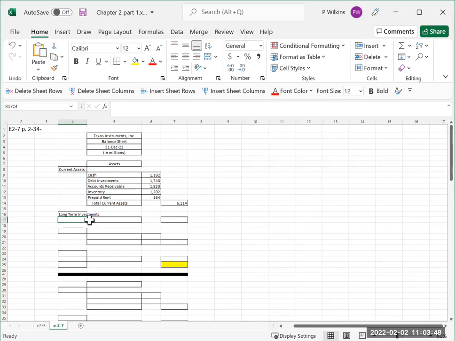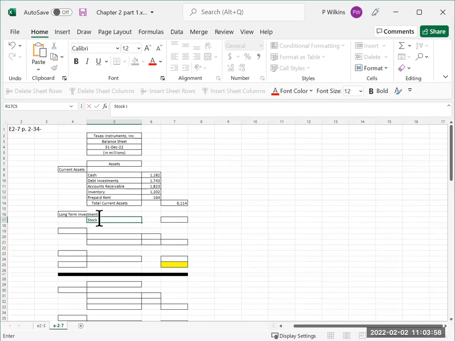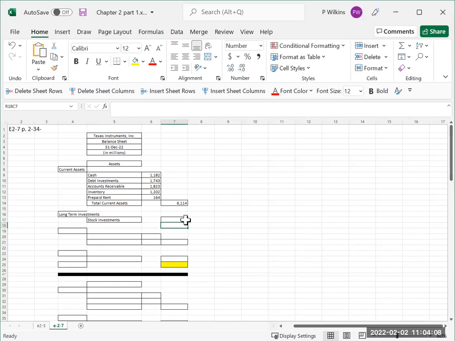And if we go back to our list there, we're going to see that it has stock investments, and they don't give you a date, but they tell you it's long-term. So that's going to be stock investments. There's only one item there, so the total is going to push all the way over to the right, 637.